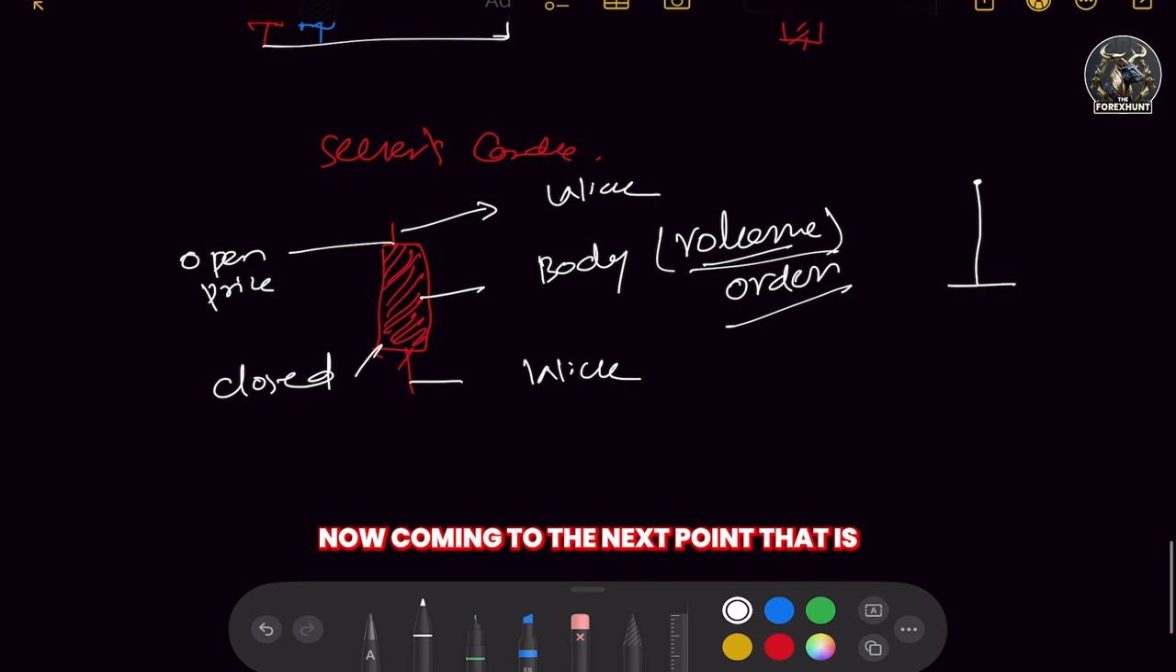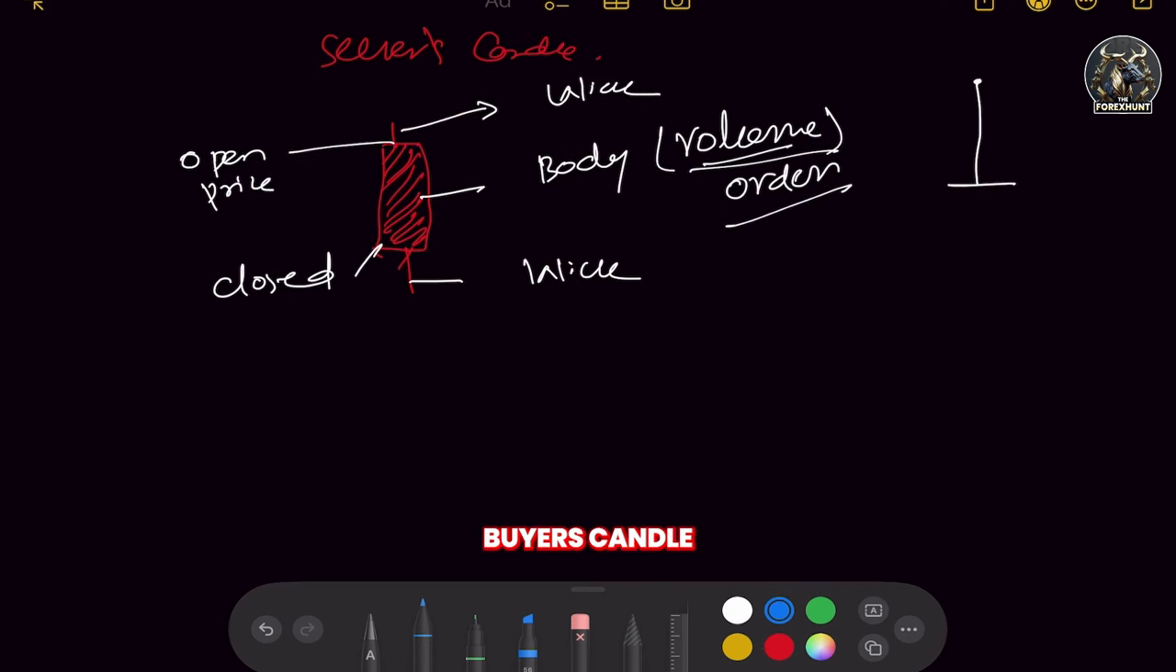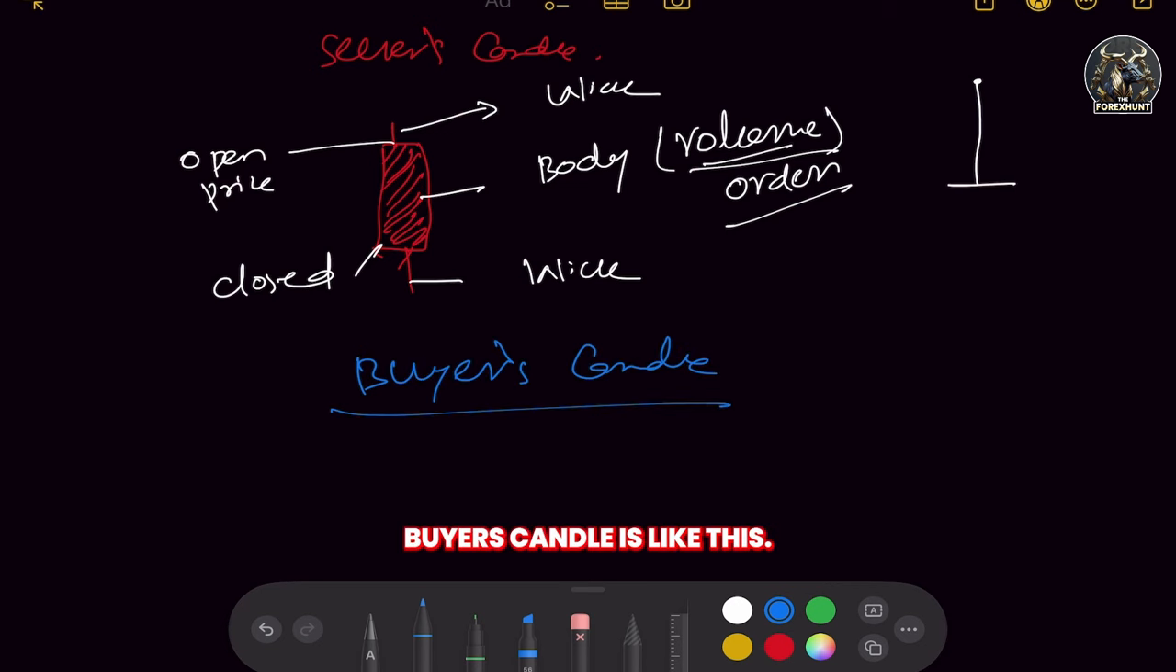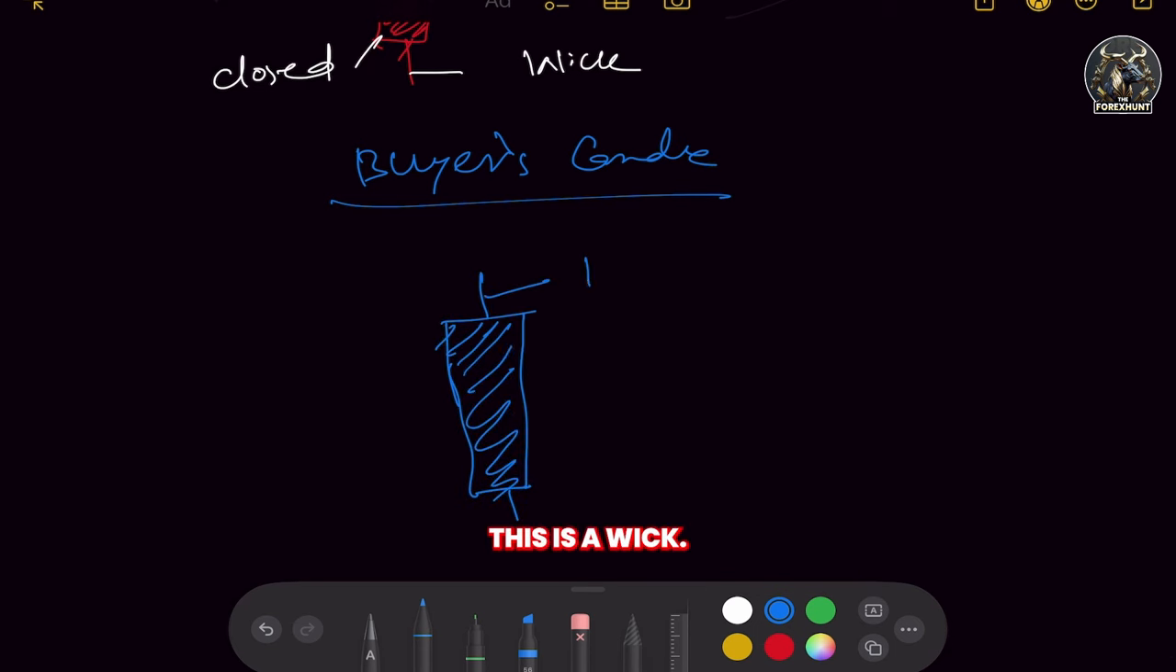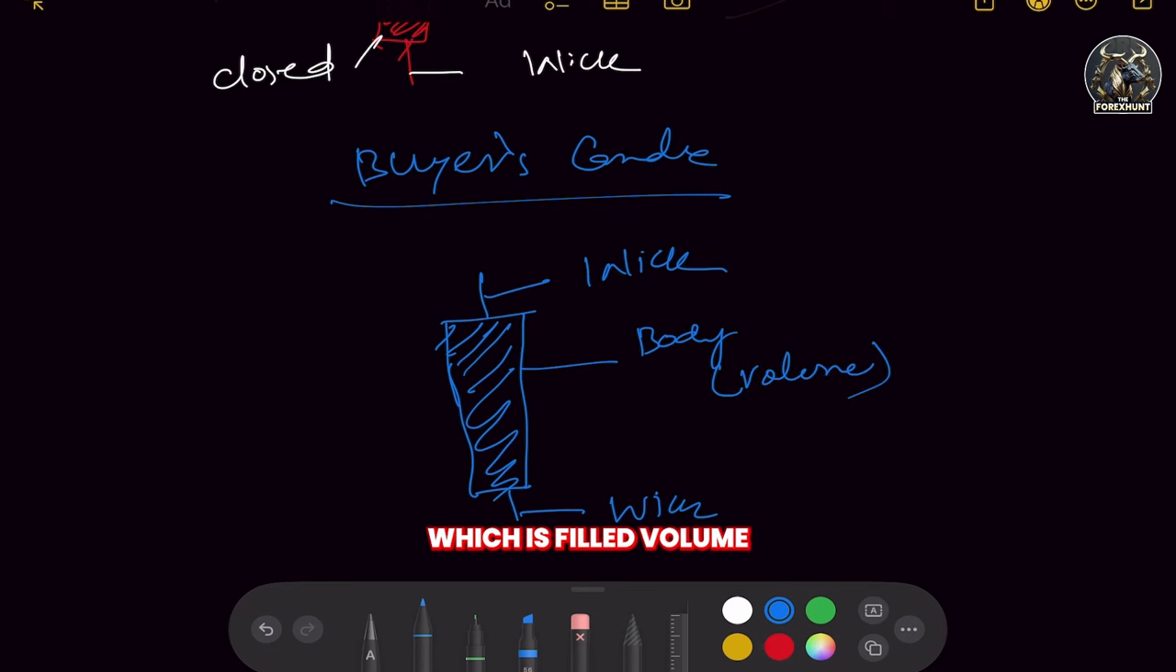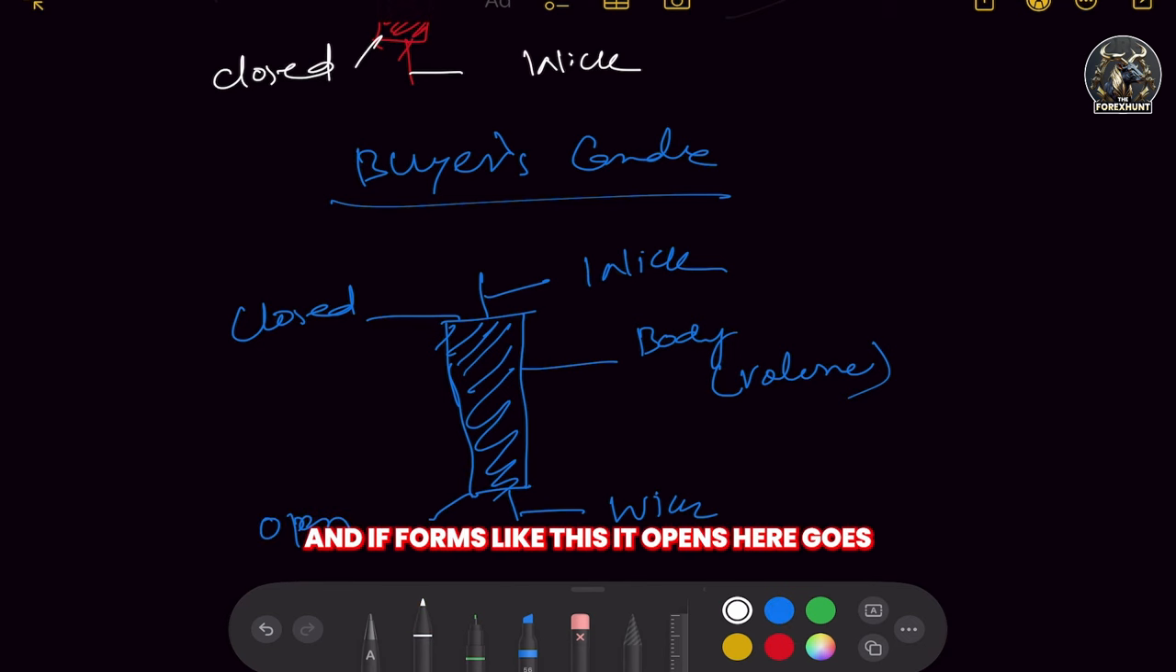It will open here, fall, close. Simple. Now coming to the next point, that is buyer's candle. Buyer's candle is like this. This is a buyer's candle. This is a wick. This is body, which is filled with volume, which is known as orders. Closed price, open price. Okay, and it forms like this. It opens here, goes, closes, sweep. This is our buyer's candle.